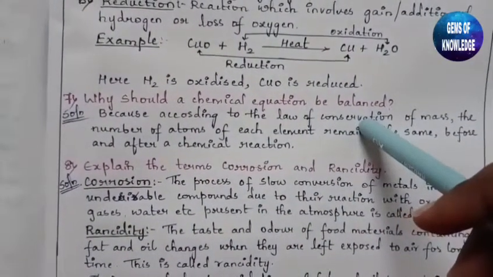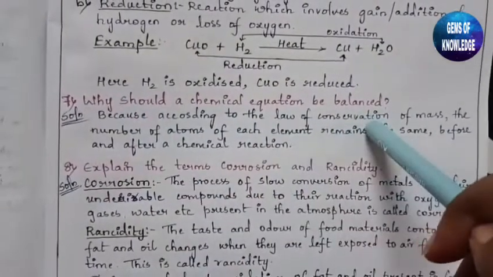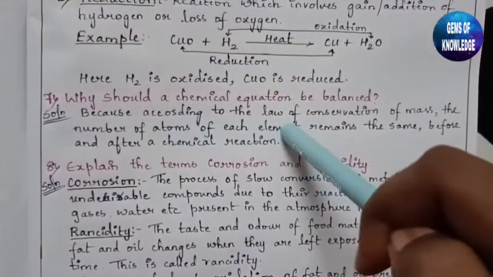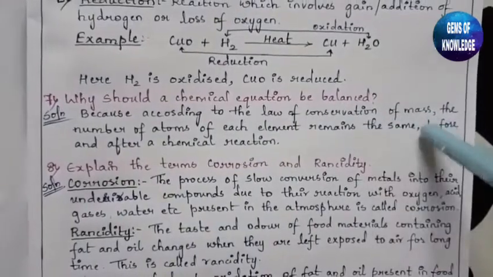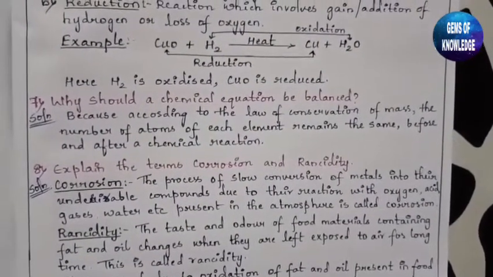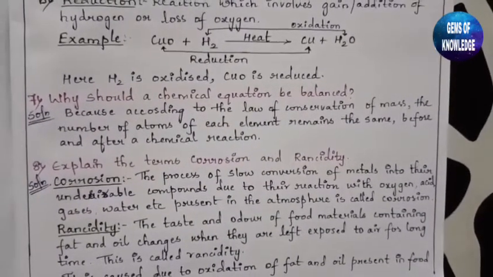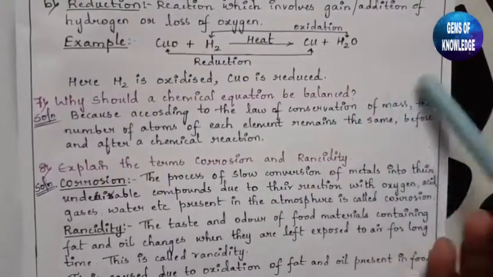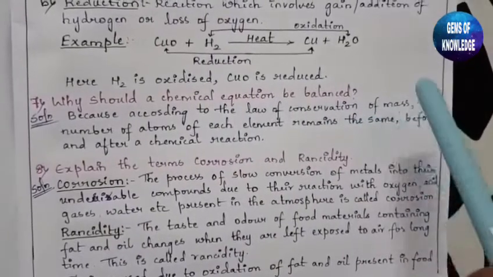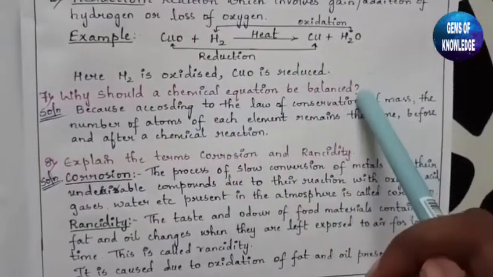So what is the need of balancing a chemical equation? According to the law of conservation of mass, we need to know that the number of atoms of each element remains the same before and after a chemical reaction. Before the chemical reaction happens, how many atoms of each element were present on the reactant side? That many atoms must be present on the product side also. This is nothing but the law of conservation of mass. So according to that law, we need to balance the chemical equation.